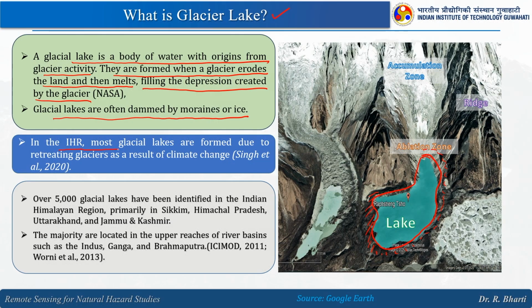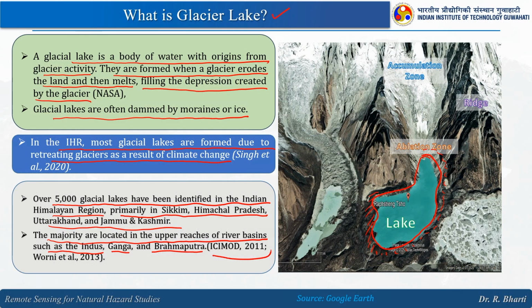In the Indian Himalayan region, most glacial lakes are formed due to retreating glaciers as a result of climate change. Over 5,000 glacial lakes have been identified in the Indian Himalayan region, primarily in Sikkim, Himachal Pradesh, Uttarakhand and Jammu and Kashmir. The majority are located in the upper reaches of river basins such as the Indus, Ganga and Brahmaputra.